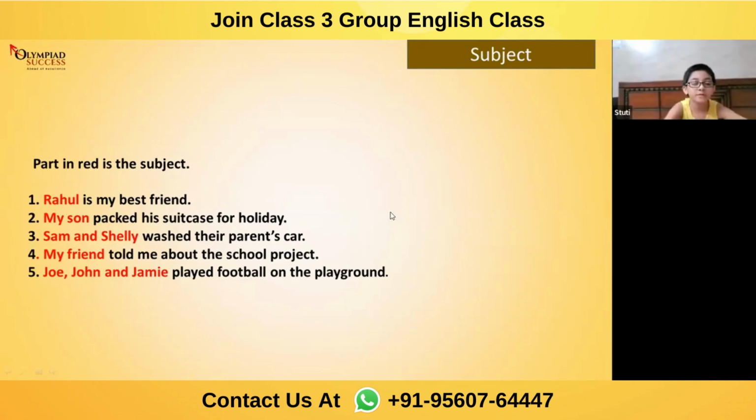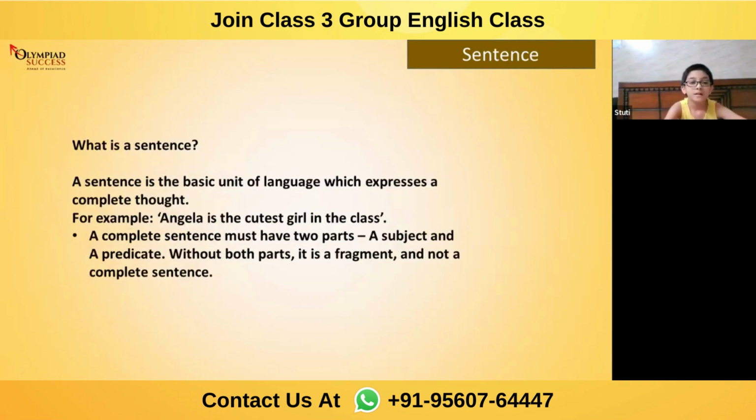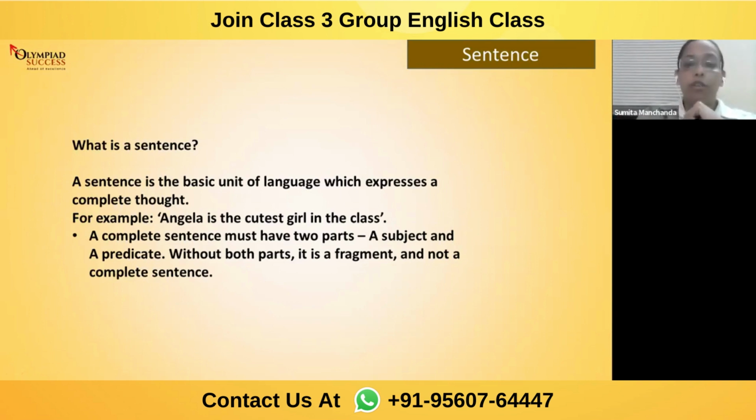Yes, Tuti, tell me. Ma'am, can you go back to the slide, the one in a sentence? Yes, ma'am. A complete sentence must have 2 parts, a subject and a predicate. Without both parts, it is a fragment. What is the meaning of fragment? Without both parts, it's a fragment and not a complete sentence. So according to this line, it means it's incomplete, not a complete one. There is something missing over there.